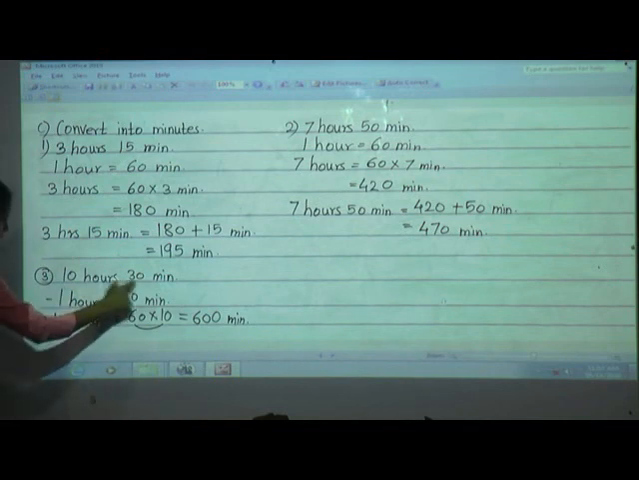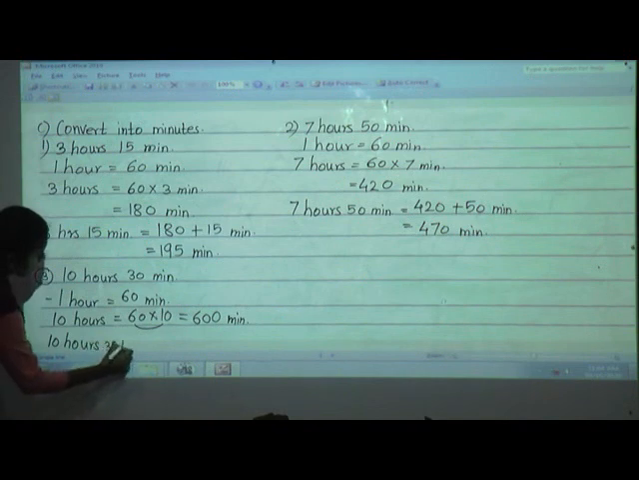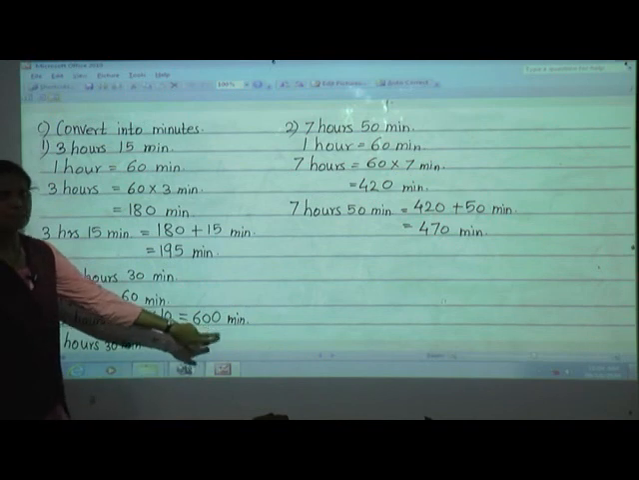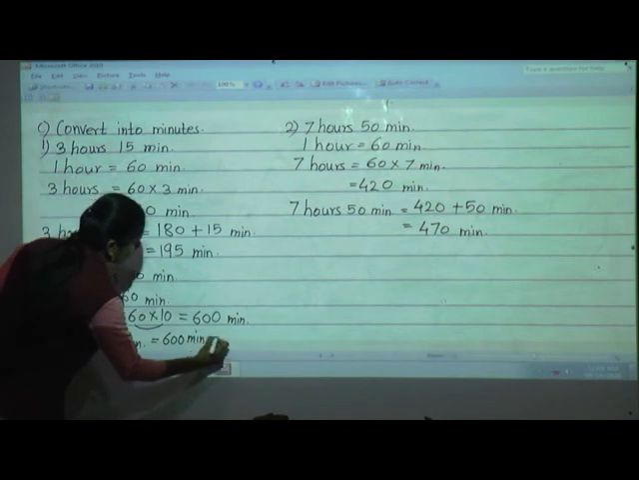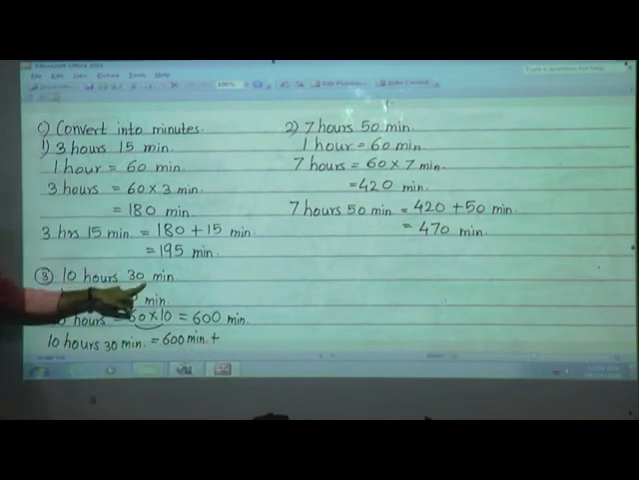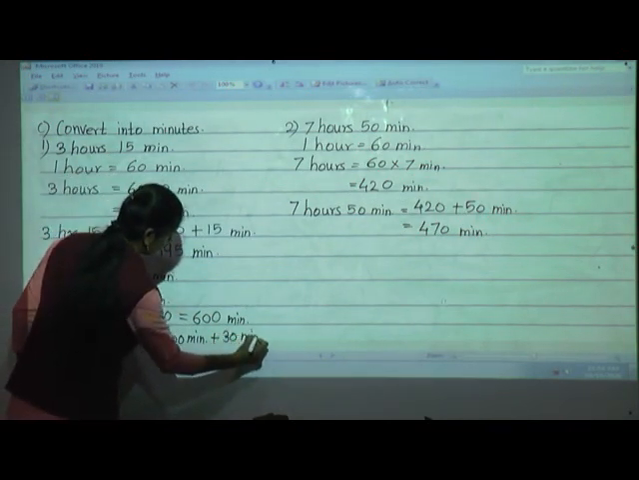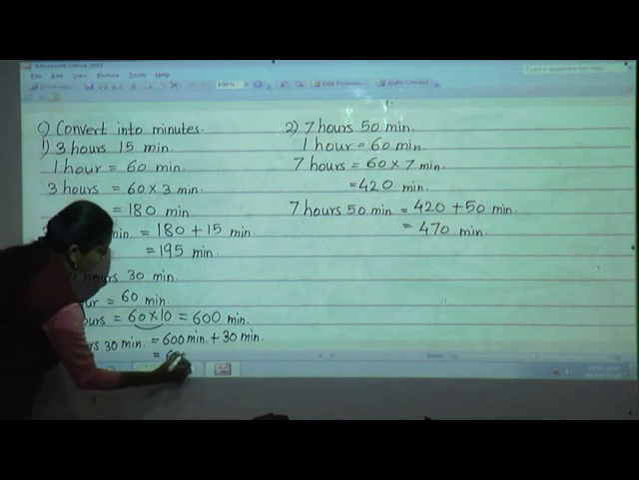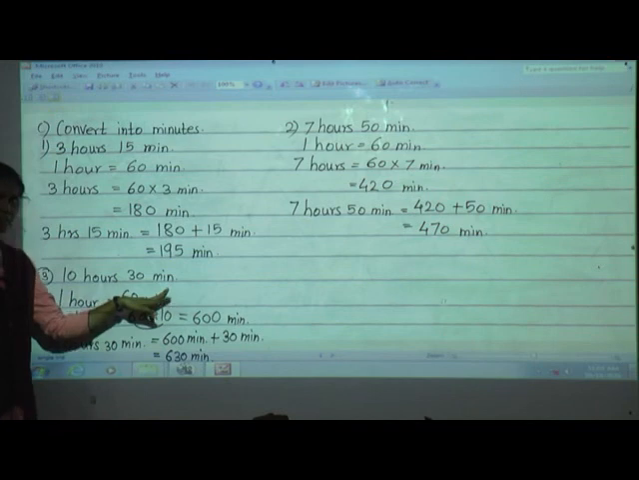Now we will write whatever the question is given. 10 hours 30 minutes is equal to, now here 10 hours is equal to how many minutes? 600. So here we will write 600 minutes plus here 30 minutes are there, that we have to add. So here we will write 30 minutes. Now do the addition. 600 plus 30, that is 630 minutes. Understood?